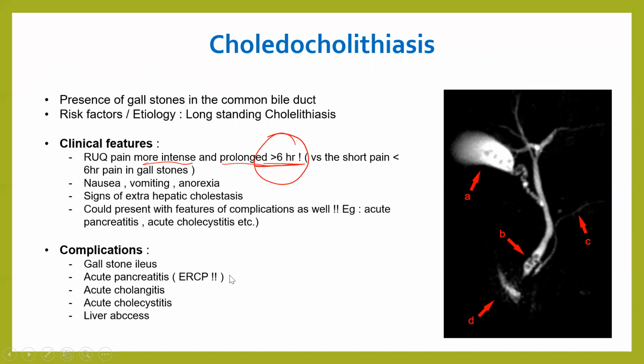We can also have acute cholangitis, because bile flow is responsible for washing out all the bacteria that's trying to ascend all the way up from the intestine. And if there's stasis of bile and the flow of bile is obstructed, it can give an opportunity for the bacteria to ascend all the way up to the liver. So we can have acute cholangitis, acute cholecystitis, and also presence of liver abscess.